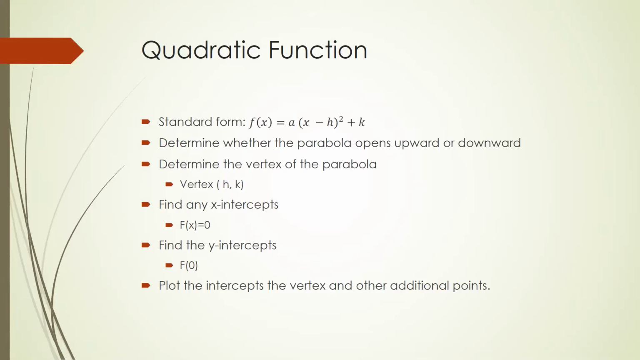And you find any x-intercepts, you put f of x equals 0, and then you would find any y-intercepts by putting 0 in the f of x function. Then you plot the intercepts and the vertex that you find, along with any additional points that may be helpful.